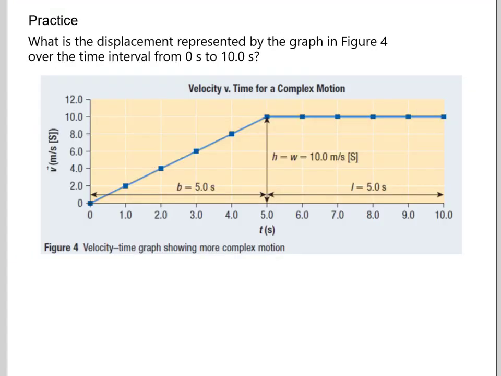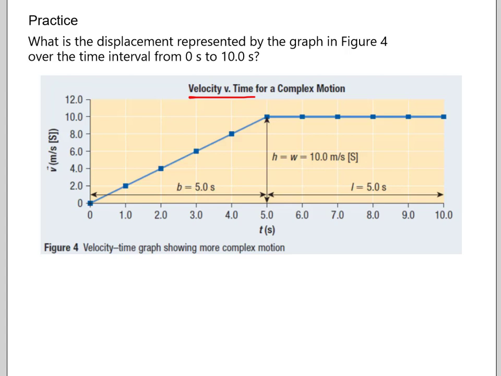So let's try one. What is the displacement represented by the graph in figure 4 over the time interval from 0 seconds to 10 seconds? So if we look at this, the first thing we should notice is it's a velocity time graph. Okay, so over the first 5 seconds, this object's velocity is changing. That's important to note. And then over the next 5 seconds, the velocity is constant.